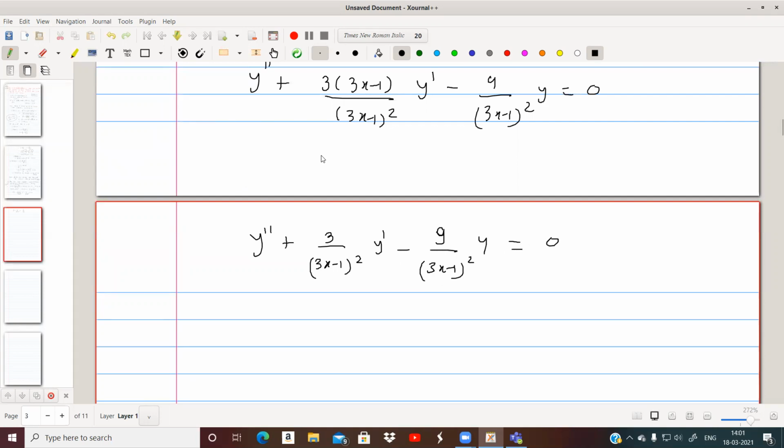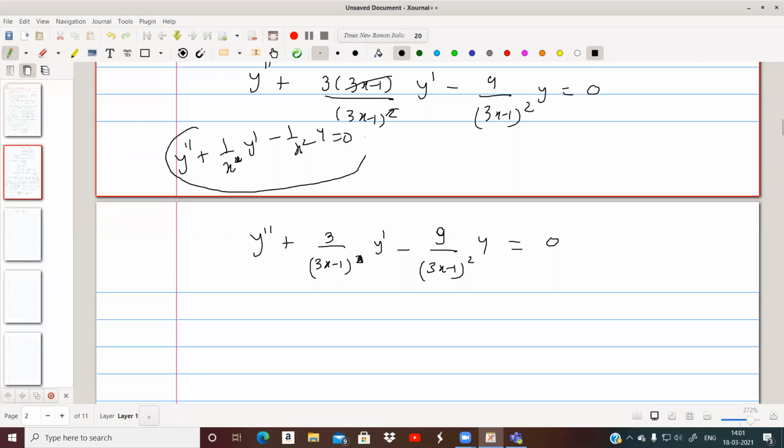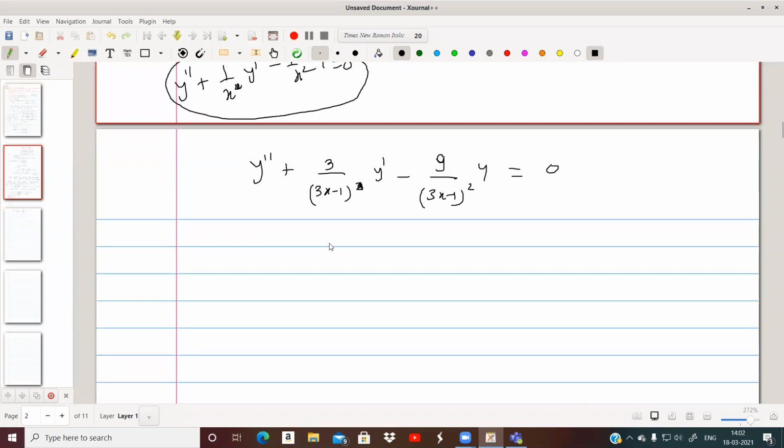Earlier we took an example, y double dash plus 1 upon x y dash minus 1 upon x square y equal to 0. We are going to convert this into this form so that x to the power r is a solution of this. So for that, what you do: z equal to 3x minus 1, put 3x minus 1 as z in that expression.